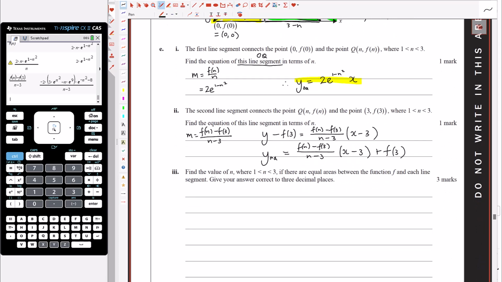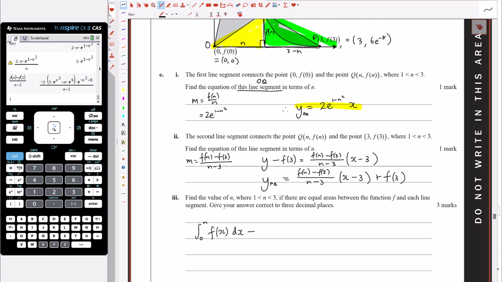Okay, so I'm going to have the integral from 0 to n of f at x, minus that first triangle, so area of a triangle, half times base, in this case n, times the height, which is f at n. And that's going to be equal to the green triangle, which is half times the base times the height, which is also f at n, and then minus the integral from n to 3 of f at x.